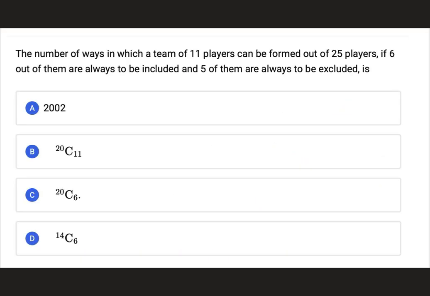The number of ways in which a team of 11 players can be formed out of 25 players. So, कितने चाहिए हमें? Total players 11 and we have an option of 25 players. If 6 out of them are always to be included and 5 out of them are always to be excluded. अभी भाई जिनको exclude ही करना है उनको गिनना क्यों है? So पहले ही कर लो. Correct? 25 minus 5. So you get 20 players left. अभी इसमें से हमें 11 choose करने हैं.